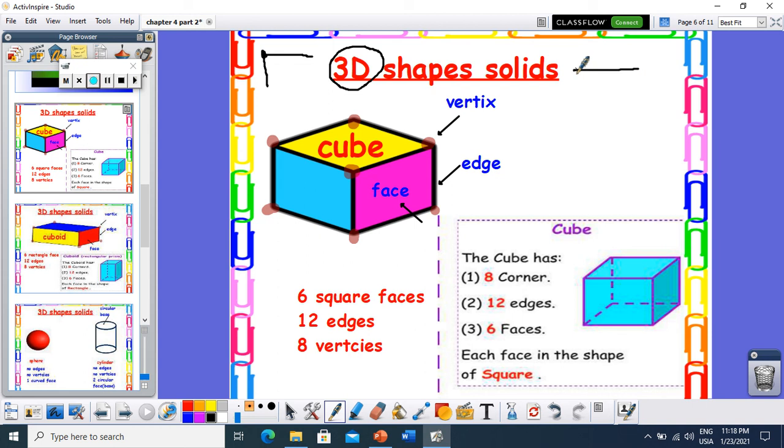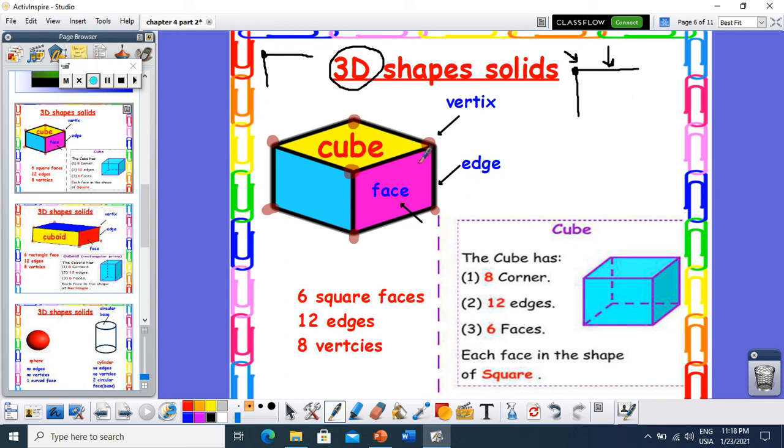And when two edges intersect with each other, this meeting point is called a vertex. This straight line on the 3D shape is called an edge. So this is the vertex and this is the edge. We have an extra property on 3D shapes, which is the face, the surface or flat face of each shape. So let's learn about the cube.